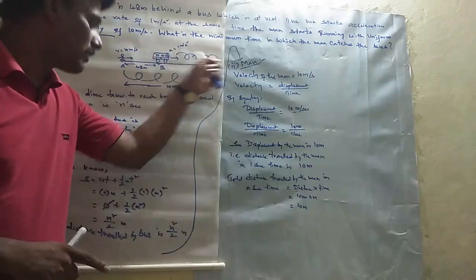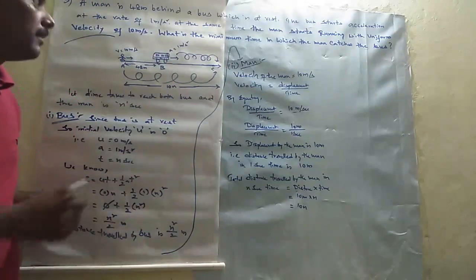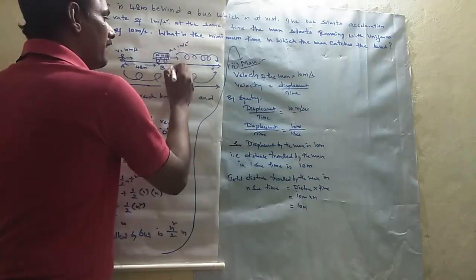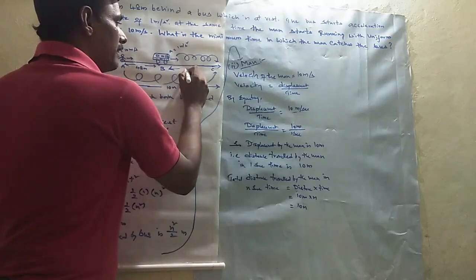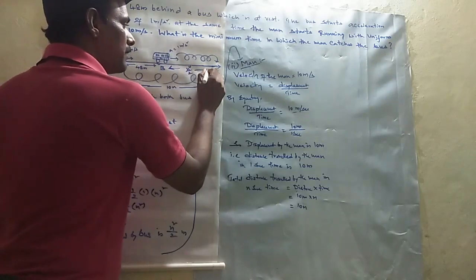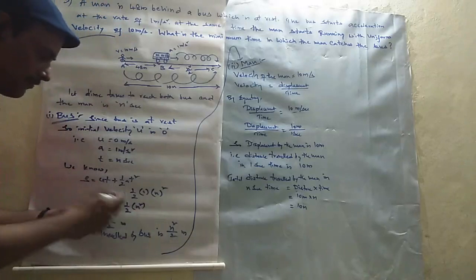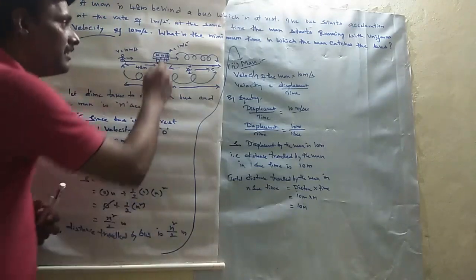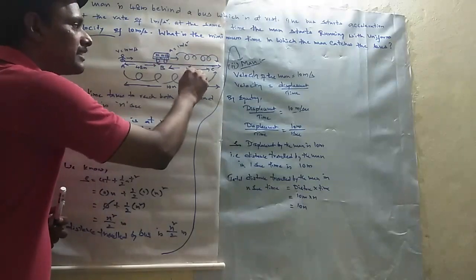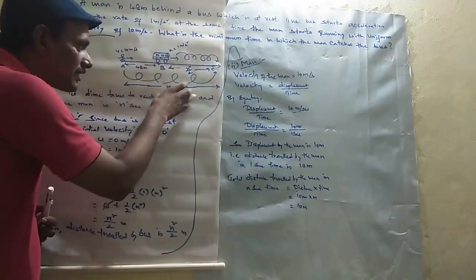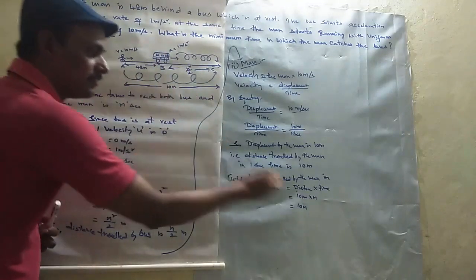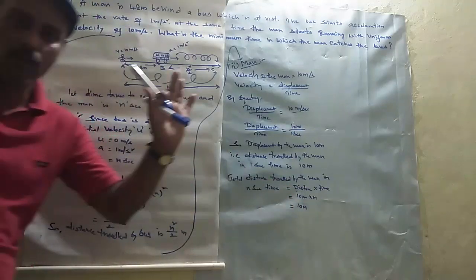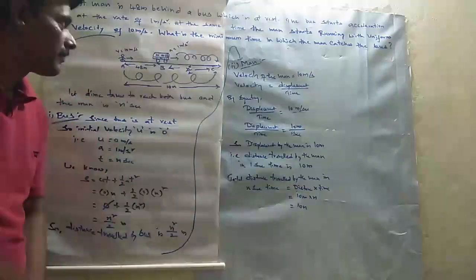The bus traveled totally n square by 2. How do I know? Already found. The distance traveled by the bus is n square by 2. The distance traveled by the person is 10n. Just now I found. Okay, now I understood clearly.